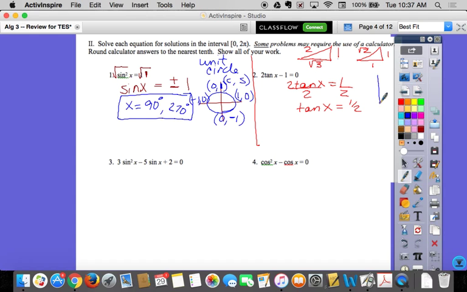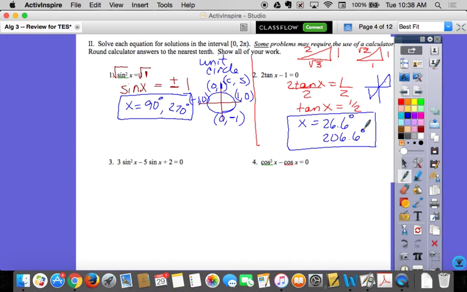The only thing we have to remember is where tangent is positive. This is a positive 1/2. Tangent is positive in the first quadrant and third quadrant. So I need a calculator and I type second tangent 1/2. It will give me the answer 26.6 degrees. That's my first quadrant answer right there. Now to find my third quadrant answer, I need to add that to 180. So 180 plus 26.6 is 206.6. Both of those answers need to be included. There you go.